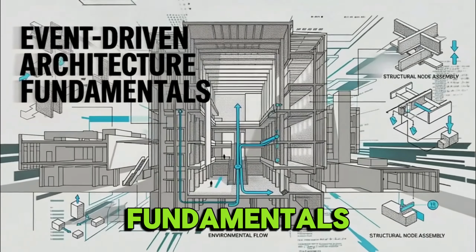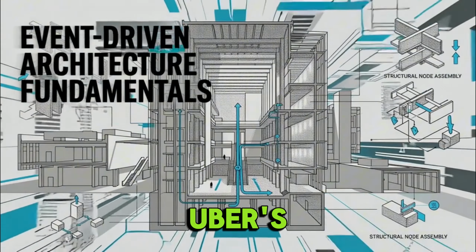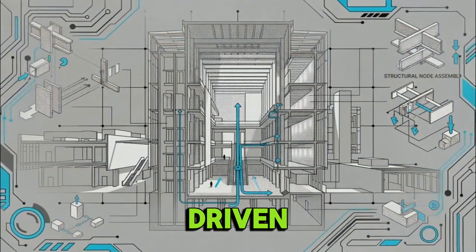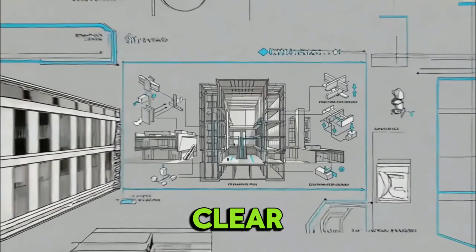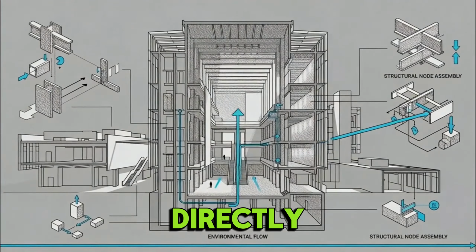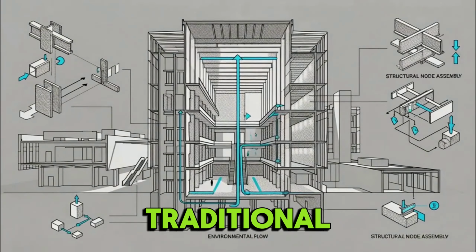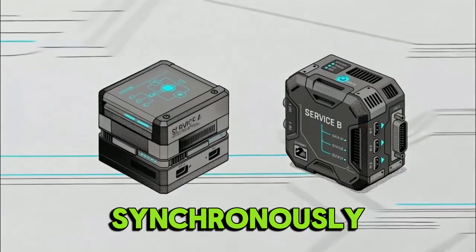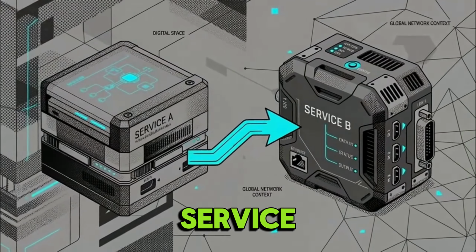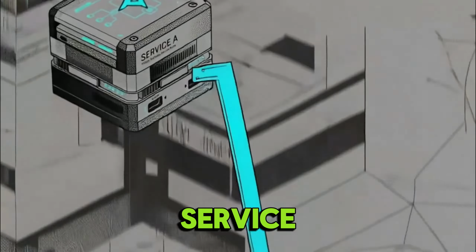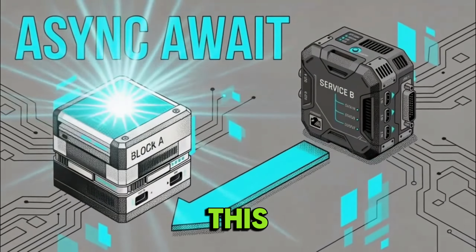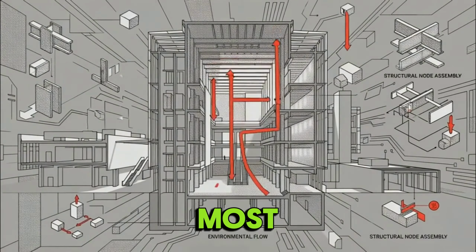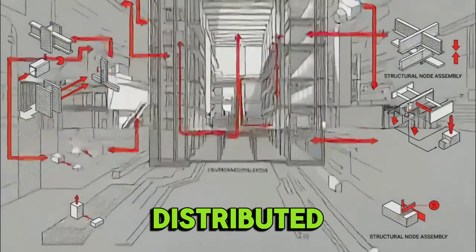Event-driven architecture fundamentals. Before going deep into Uber's specific implementation, let me make sure the core concepts of event-driven architecture are completely clear. Everything else in this video builds directly on these foundations. In a traditional request-response architecture, services talk to each other synchronously. Service A needs data from Service B, so it sends a request directly to Service B and waits for a response. This is how REST APIs work. This is how most engineers design their first distributed systems.